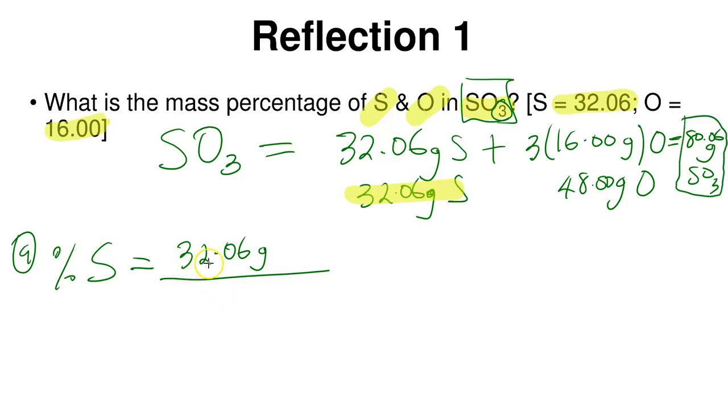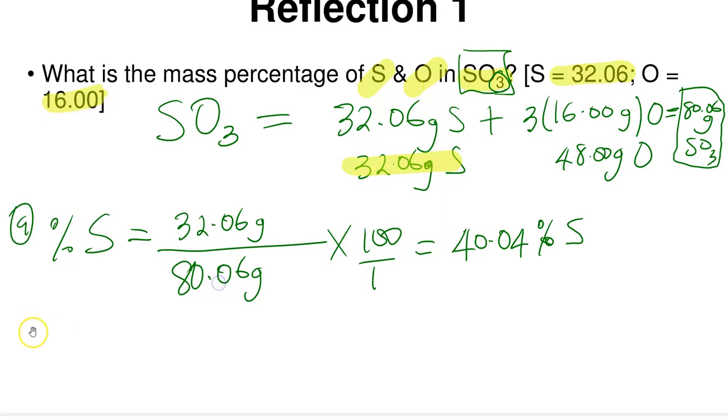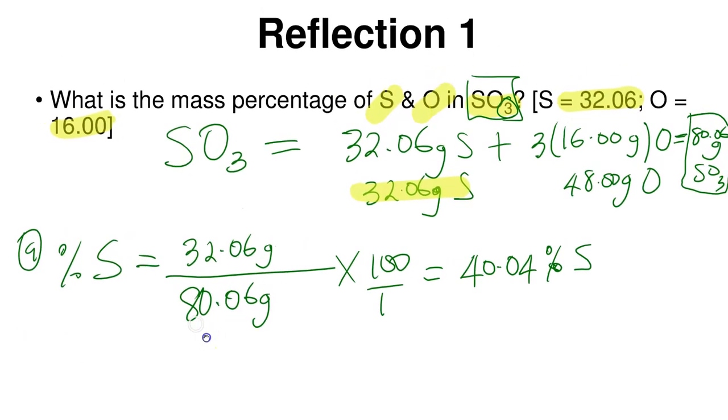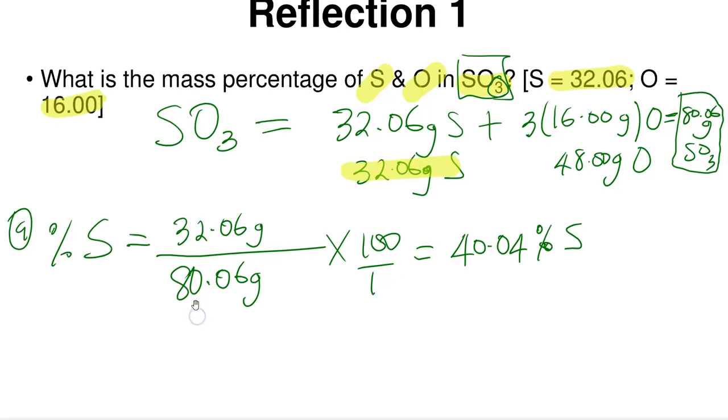So now, the mass of sulfur on top over the total mass, which is 80.06 grams, times 100 over 1. And when you do your math right, you're going to get 40.04. I'm going to put it in 2 decimal places, percent of sulfur. You do the same thing for oxygen. In the second part, I'm going to do the same thing for oxygen.